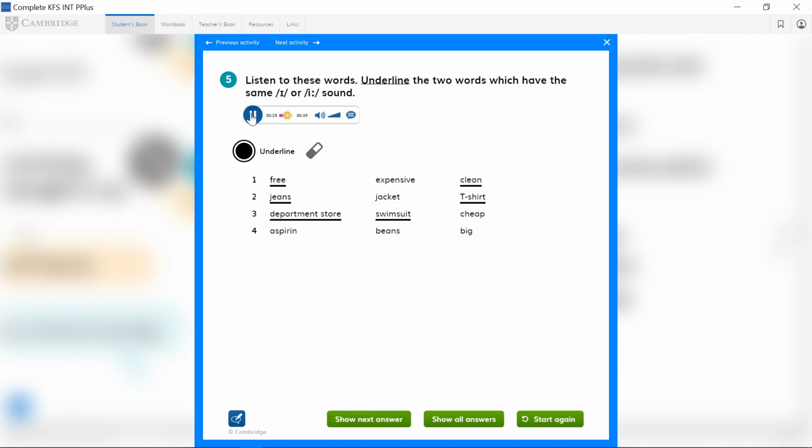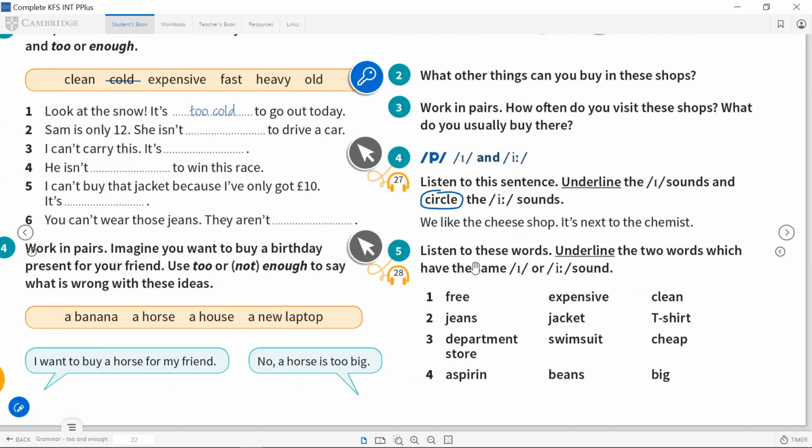Swimsuit, perfect. And finally, 4. Aspirin, beans, big. Oh, this one is also very easy, guys. So aspirin. Again, this is beans, so not the same sound. We have big. So we have aspirin and big. So we have the short I sound, okay? So aspirin and big.